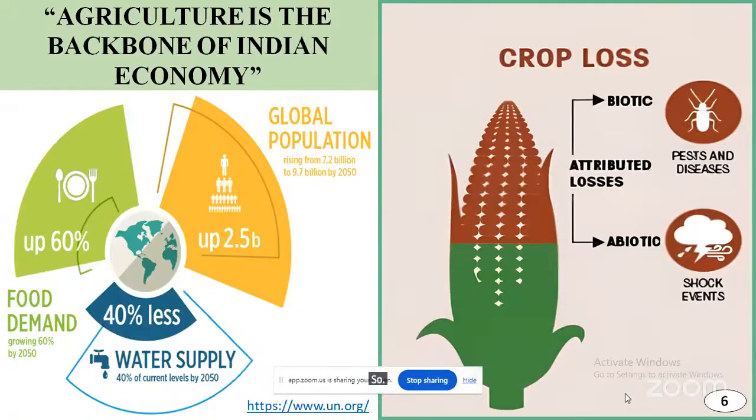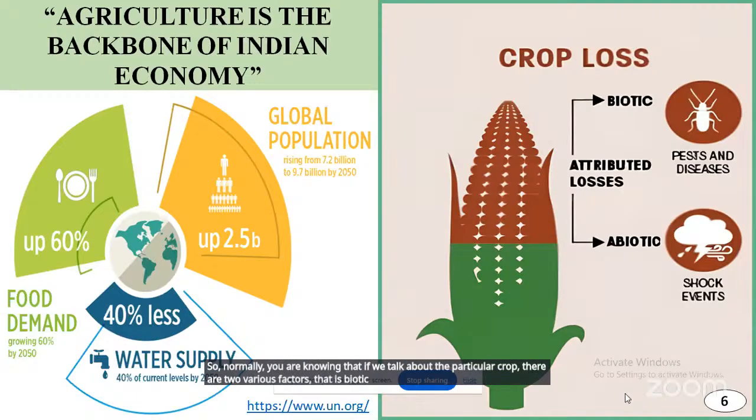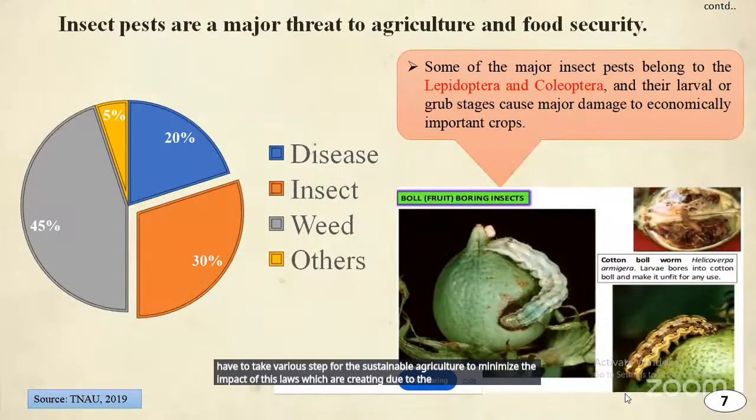So normally you know that if we talk about a particular crop, there are two factors, that is biotic and abiotic. Nowadays if we see, both are affecting very severely because of this climatic condition, and we have to take various steps for sustainable agriculture to minimize the impact of the loss which is created by the biotic and abiotic factors.